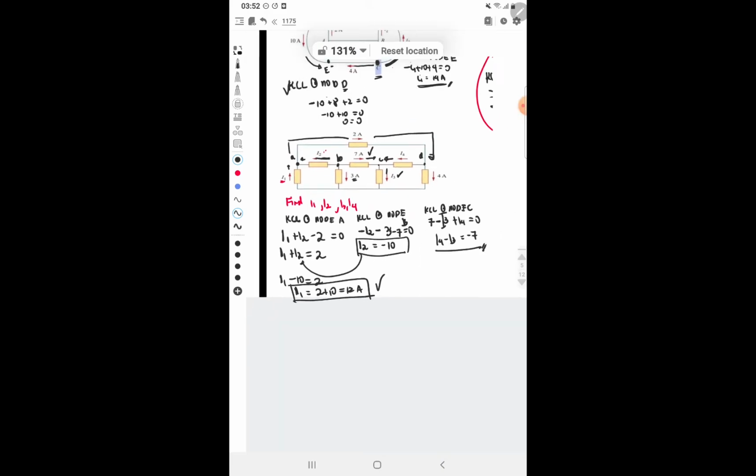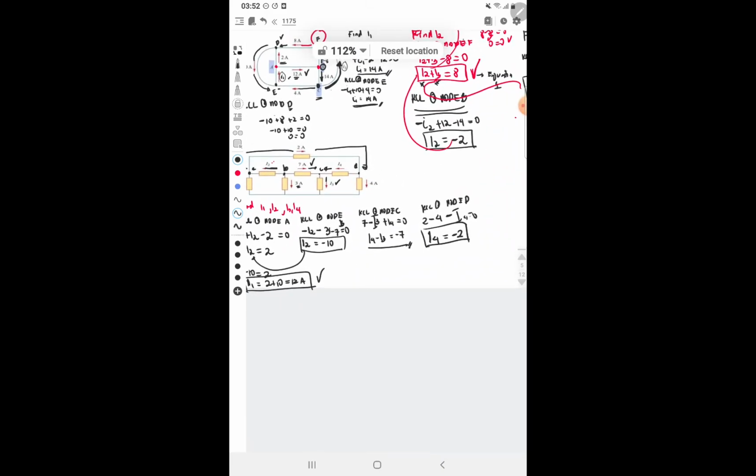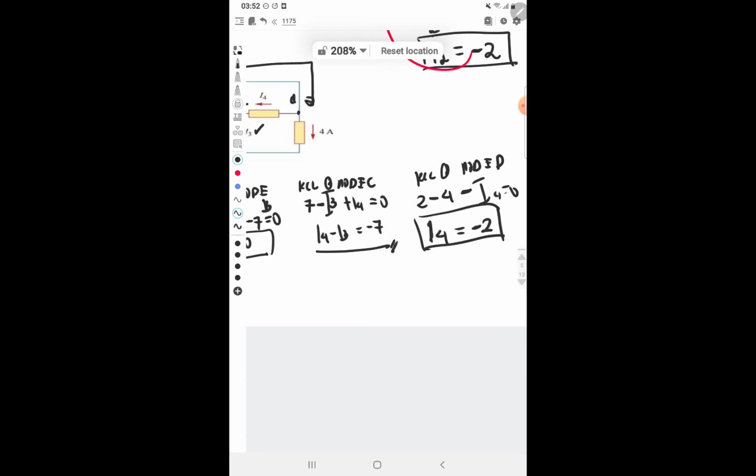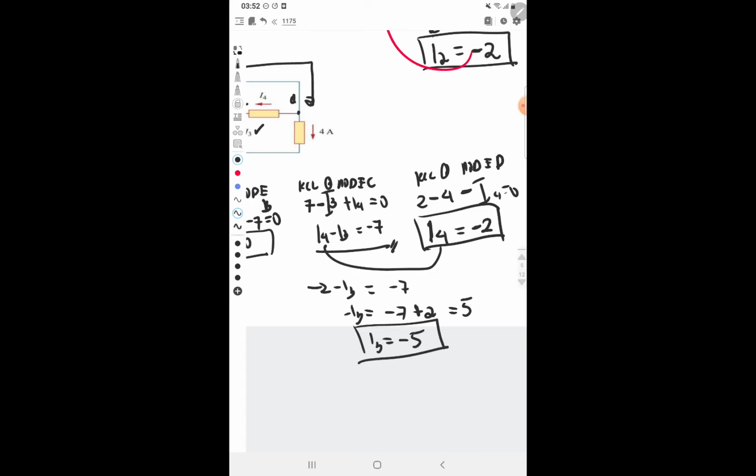Okay? So, correct yan. Next, yung I4 natin, meron na dito. So, therefore, pwede natin substitute to dito. We have negative 2 less I3 is equal to negative 7. So, therefore, negative I3 is equal to negative 7 plus 2. Okay? Which will give me 5, no? So, therefore, I3 is equal to negative 5.